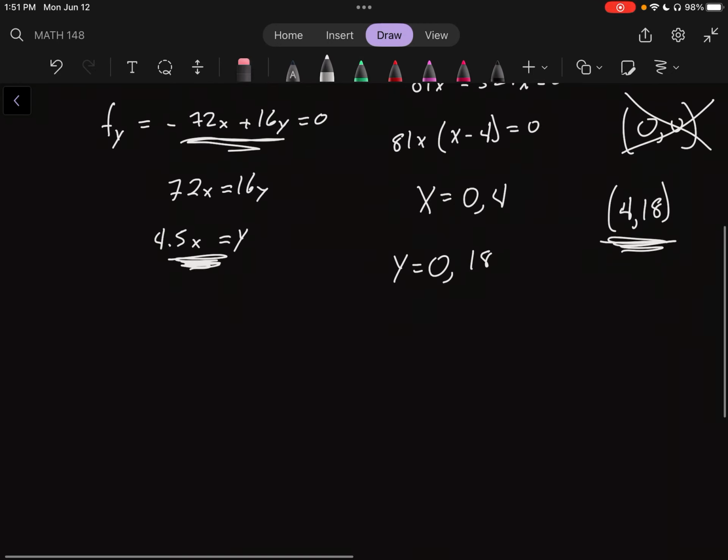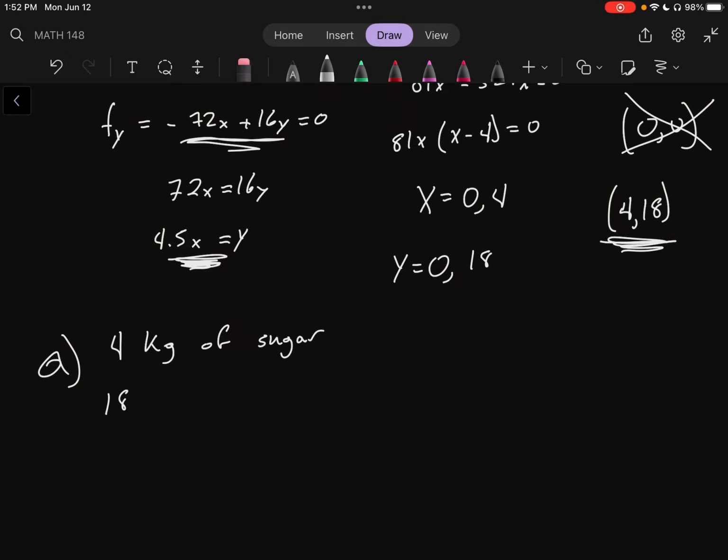So the answer to part A, find the amounts of sugar and flavoring. Well, the amount of sugar is when x, the number of sugar, is 4, so it'd be 4 kilograms of sugar, and 18 grams of flavoring. So that is the product. That is the answer to part A.